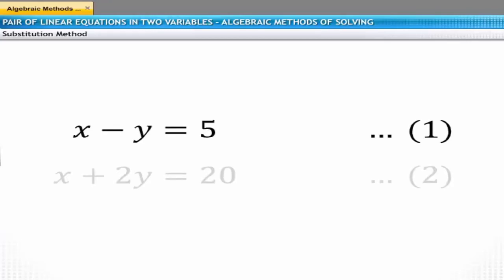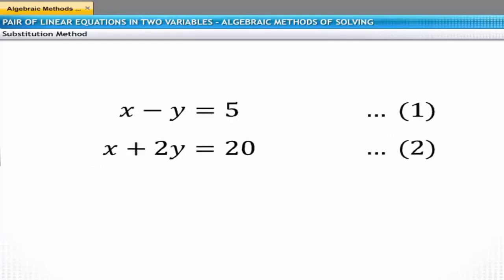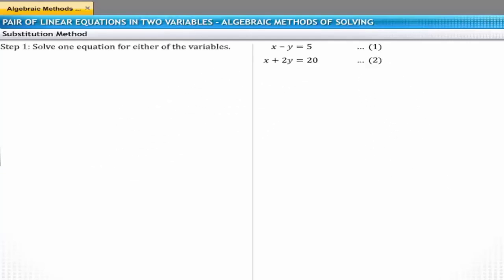Let's begin with the substitution method. Consider the pair of linear equations x minus y is equal to 5 and x plus 2y is equal to 20. The first step to solve a pair of linear equations by the substitution method is to solve one equation for either of the variables. In other words, we can solve for either x or y in either equation 1 or equation 2.